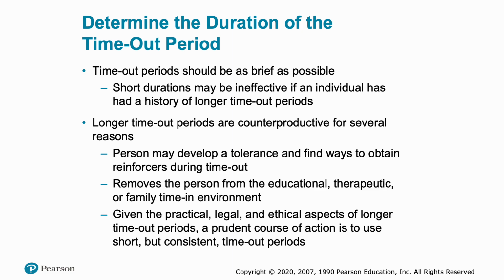When designing the duration for your timeout period, you want to choose durations that are as brief as possible. So if you had to choose between a 2 to 5 minute timeout period, and the 2-minute period is going to be just as effective as the timeout as a 5-minute period, then you want to go with the shorter duration. If they're both effective, then go with the shorter duration because it's going to be the least restrictive.